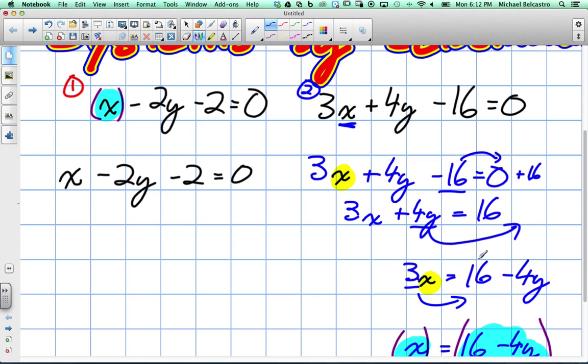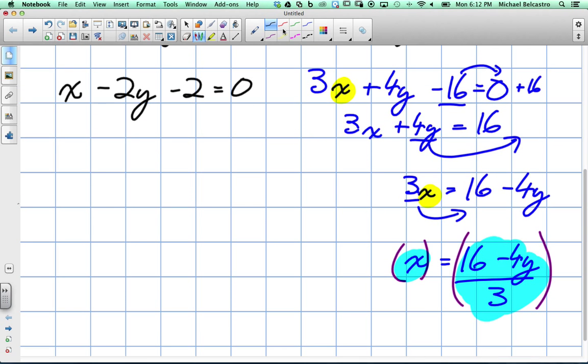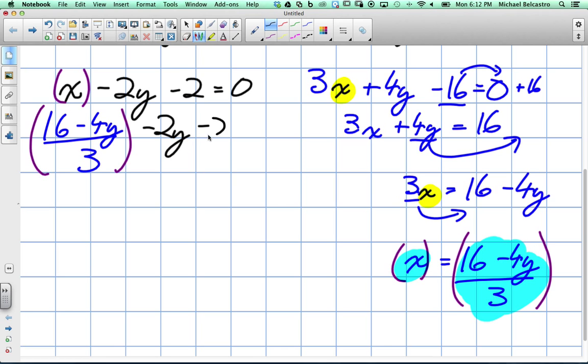Okay, so let's take this info and replace our x with it. So now it becomes 16 minus 4y, all divided by 3. Okay, so that was the replacing of x. And then we write out the rest of the equation. Negative 2y minus 2 equals 0. Okay. Now, what we've done is there's only a y left in the equation, so we can actually solve for y. We just got to kind of simplify everything.